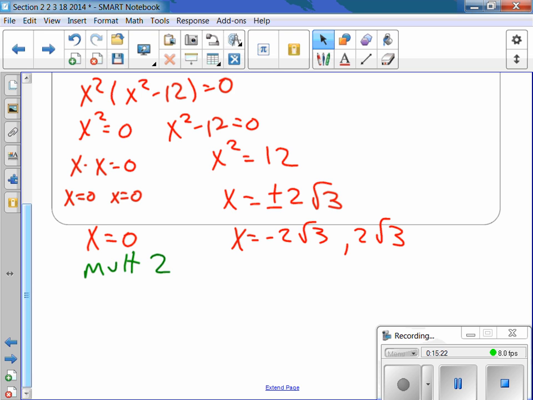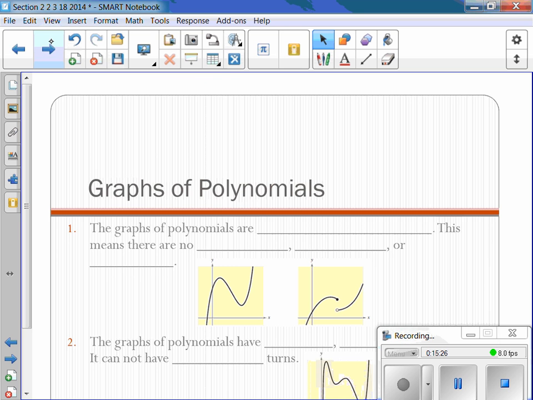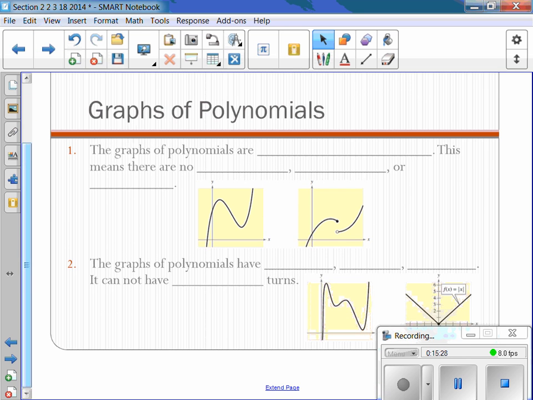All right, let's look at the graphs of the polynomials here real quick. So, the graphs of polynomials are continuous. What does that mean? It doesn't necessarily mean it has to go to infinity. Is this graph continuous?